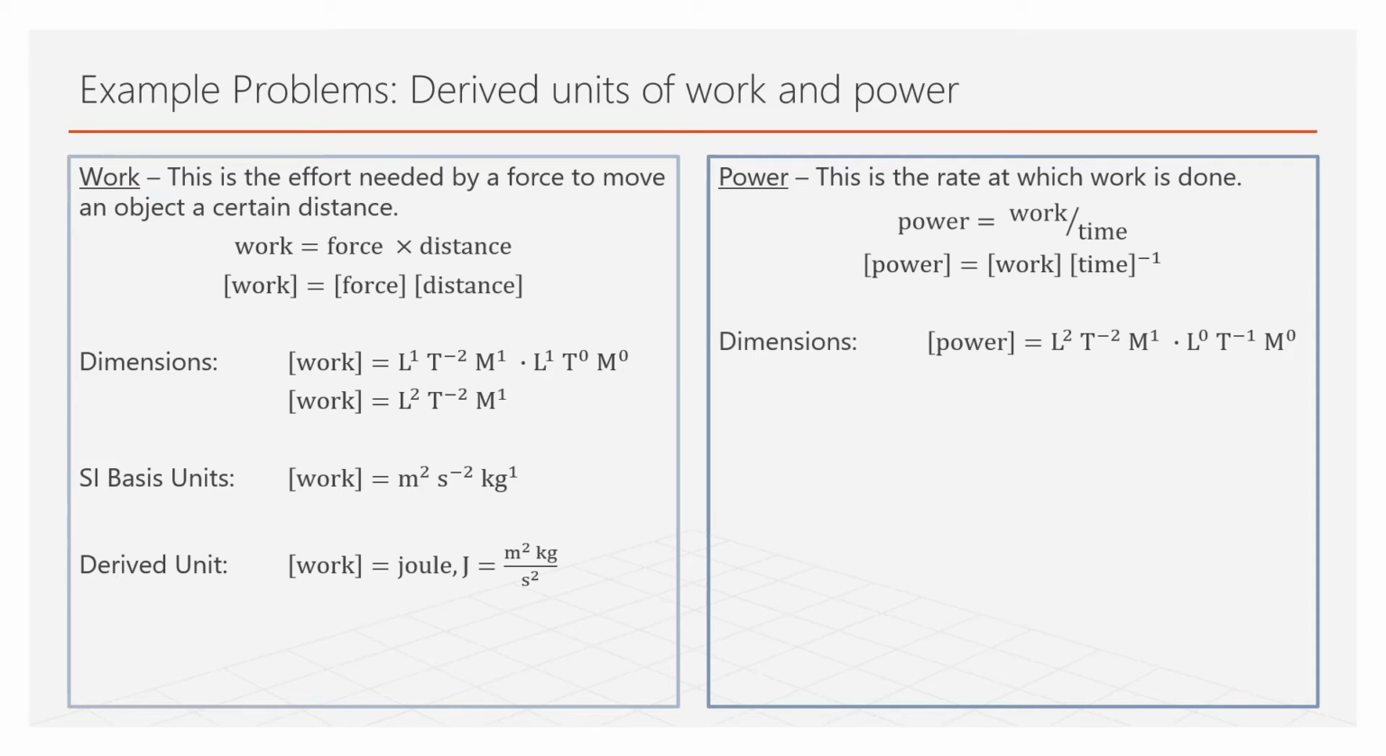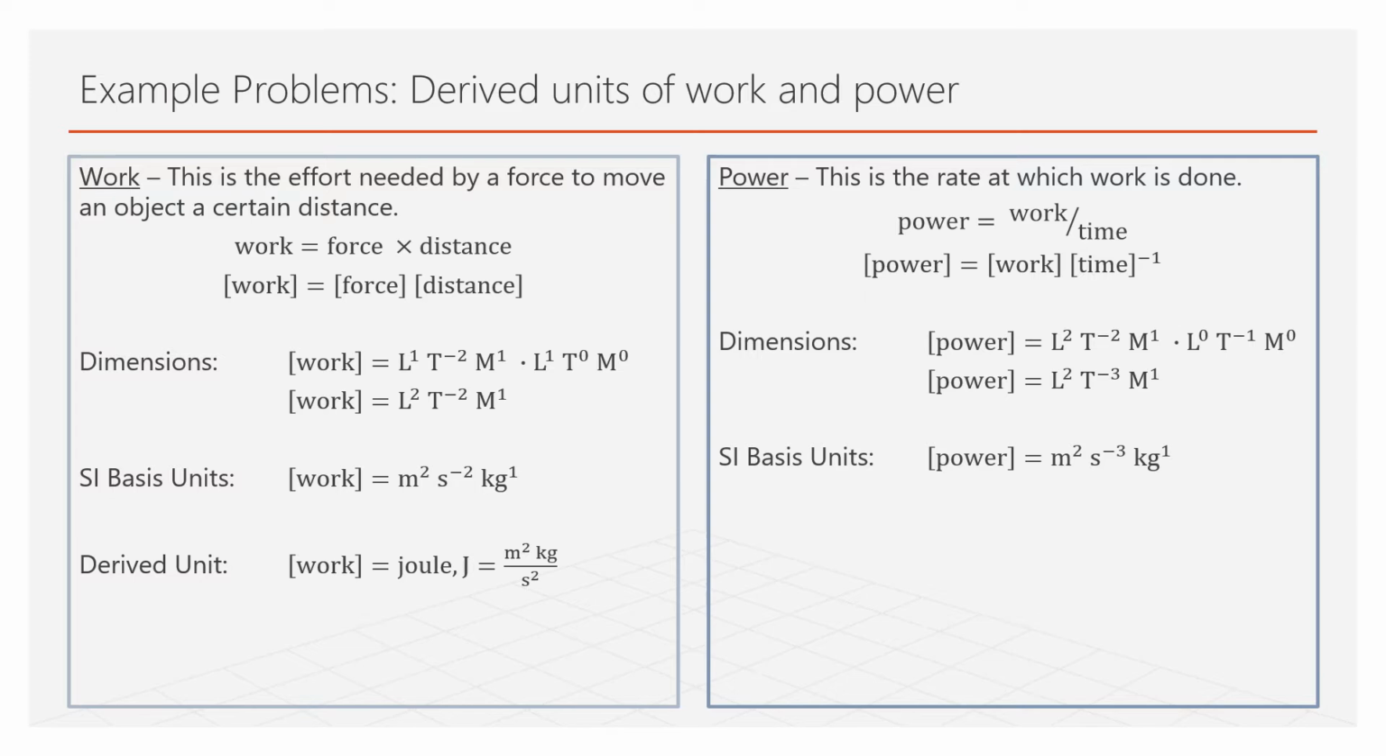We can then plug everything in. We know from the previous problem that the dimensions of work is length squared, time to the power of -2 times mass, and then 1 over time will have dimensions of t to the power of -1. We then multiply this together, and we get that the dimensions of power are length squared, time -3 times mass.